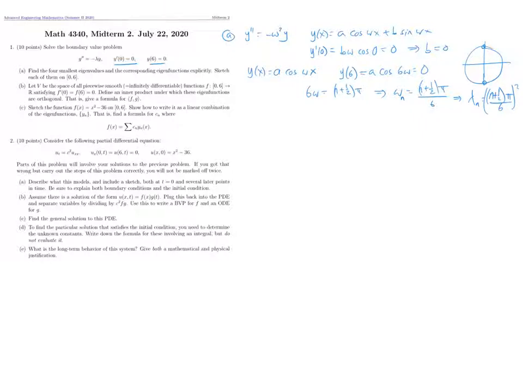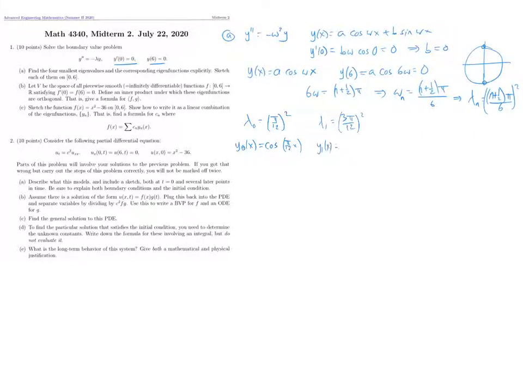Now I say find the four smallest ones of these because I didn't want to tell you whether it was starting at n equals 0 or n equals 1. So lambda 0 is, when n equals 0, we do get a value. We get (pi over 12) squared, and we get that y0 of x equals cosine of pi over 12 x. Lambda 1 is (3 pi over 12) squared.